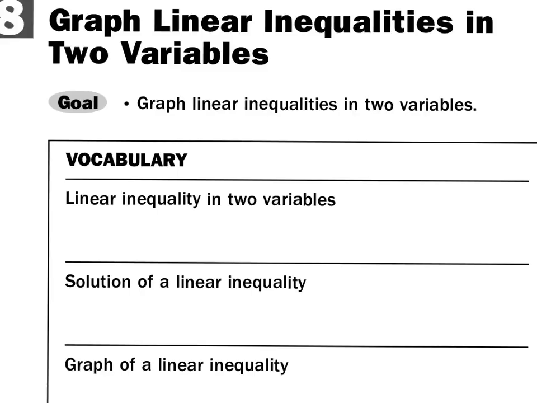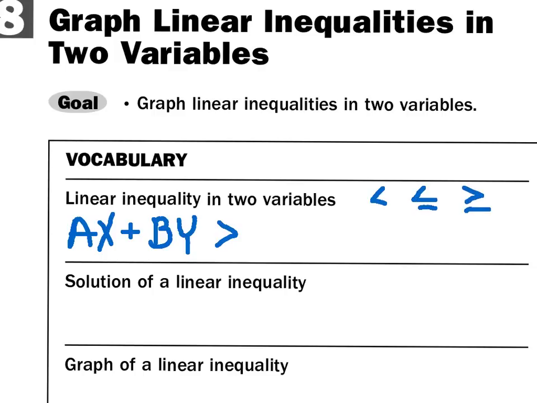Graph linear inequalities in two variables. A linear inequality in two variables is a function in the form some number times x plus another number times y. And instead of an equals here, we're going to have some sort of inequality. So we can choose to put greater than, or less than, or less than or equal to, or greater than or equal to, and then some number c.